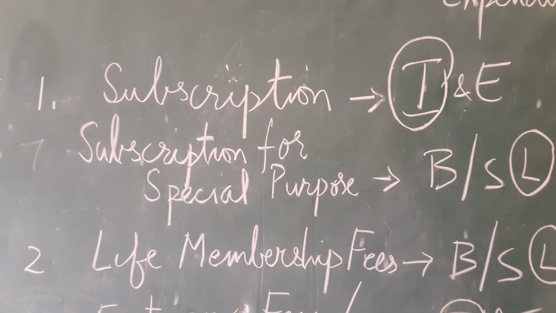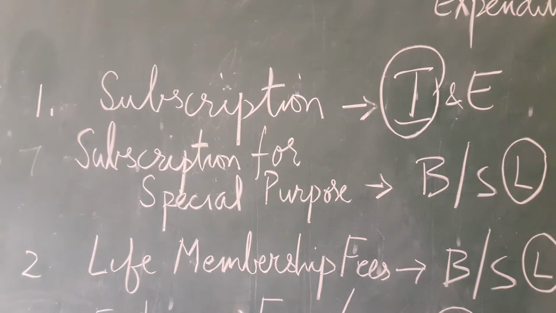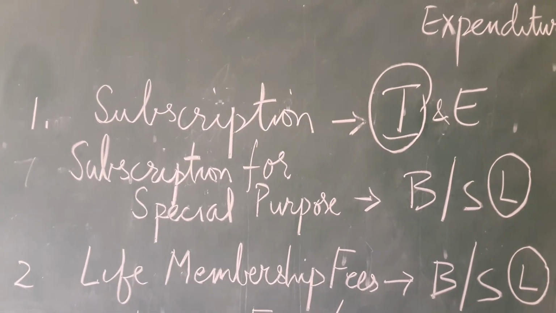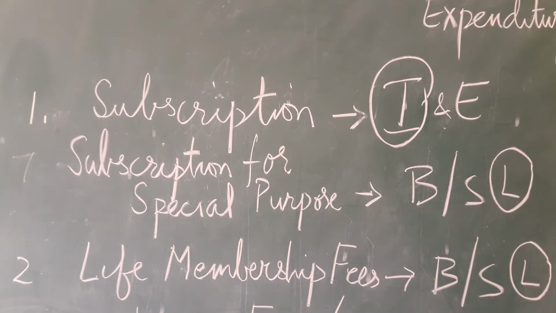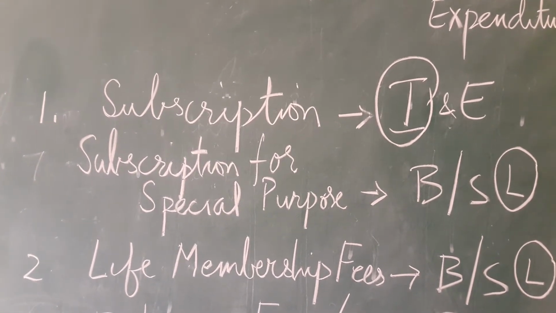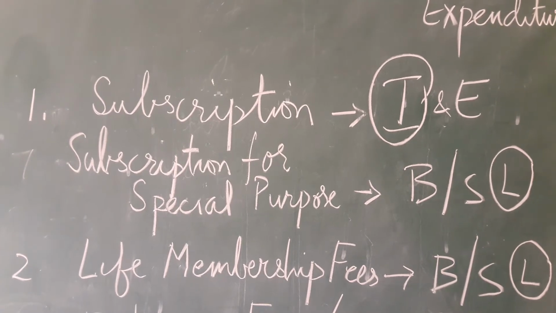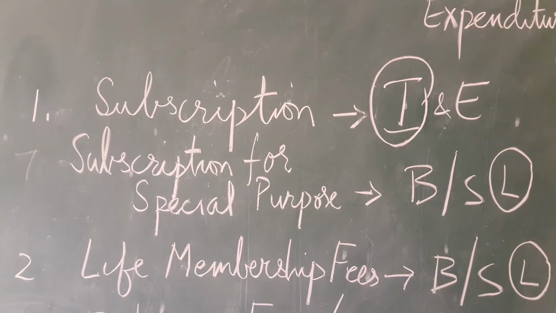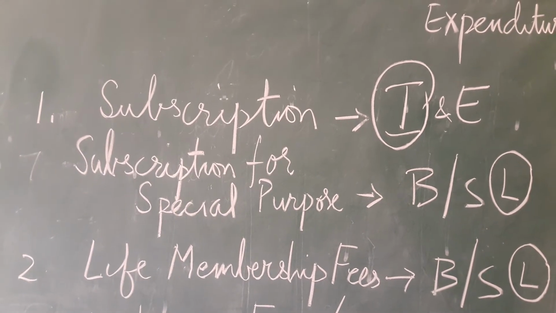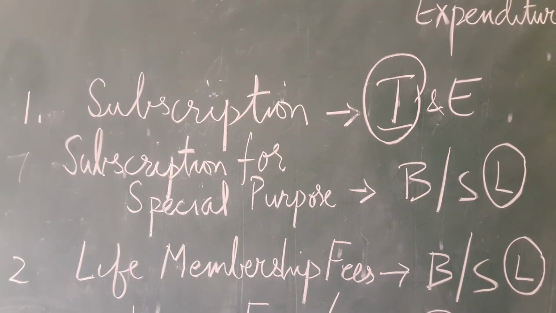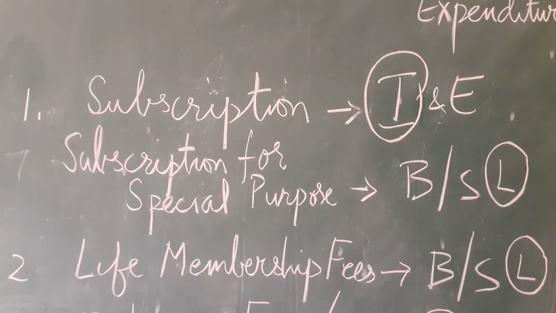Next, we have life membership fees. This I haven't mentioned earlier. This is new to you. Now look at the name. This fee is for life. And this amount would be huge. So this is not a recurrent income. This is not an annual income. So it will be capitalized, that is, it will be shown in the balance sheet on the liability side.